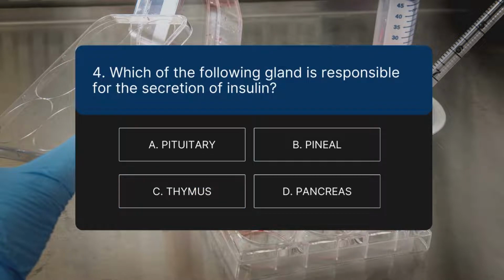Next question. Which of the following glands is responsible for the secretion of insulin? Options A pituitary, B pineal, C thymus, D pancreas. And the correct answer is option D, pancreas. Insulin is secreted from the pancreas, and the question may also be asked like, insulin is hormone or gland, something like that. Okay, so insulin is a hormone and it regulates the blood sugar levels.